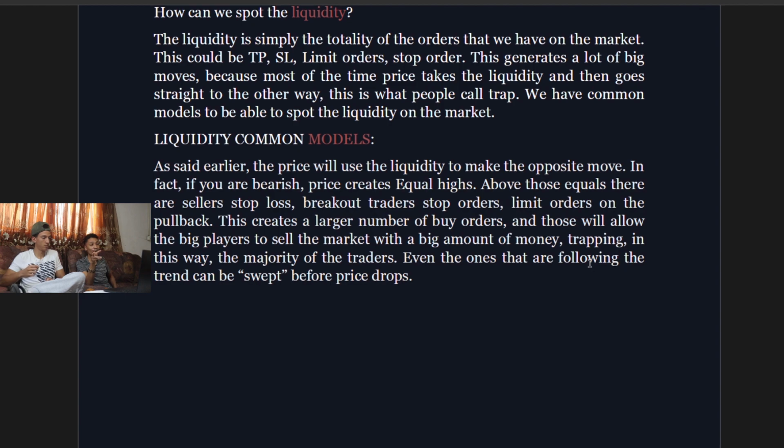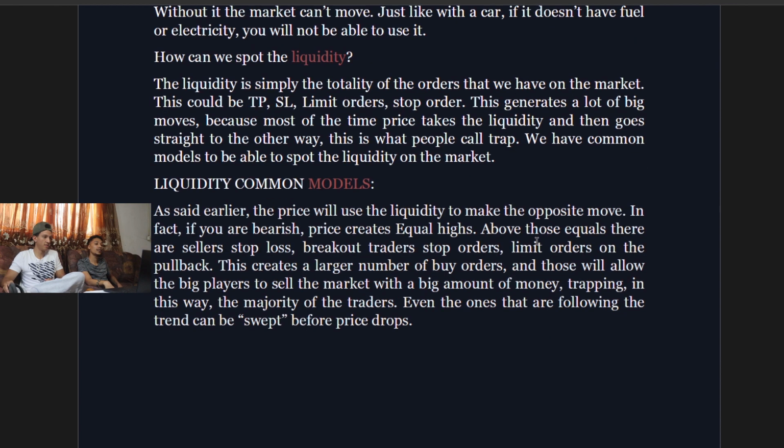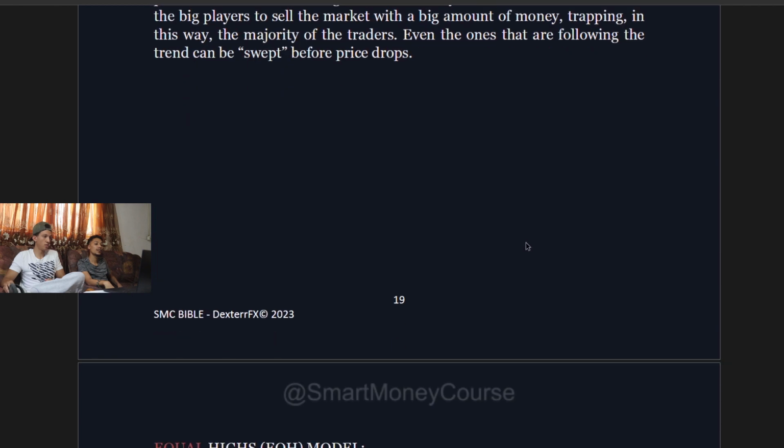Our big players are probably our banks and financial institutions. In this way, the majority of the traders, even the ones that are following the trend, can be swept before price stops. So that is just theory. Once again, pause and read it again, and then we'll just move on to the models.